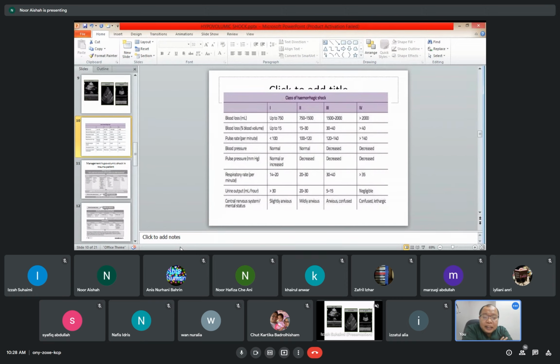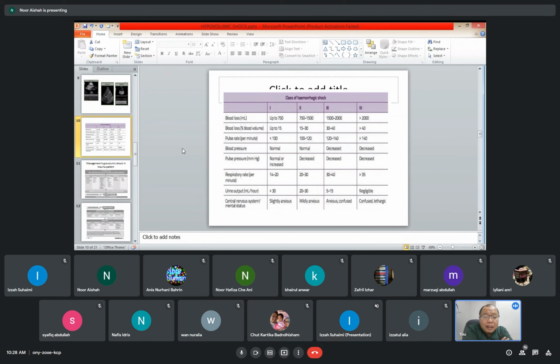As Aisyah said earlier, if class 1, your choice of resuscitative fluid is usually crystalloid, or maybe not even needed. Class 2, you already need to consider blood product. Class 3, this is where you ask for your saline cross match. And class 4, if you identify your patient is already class 4, you have to ask for safe O. Okay, this is why it's important for you to be able to recognize which class the patient is in.